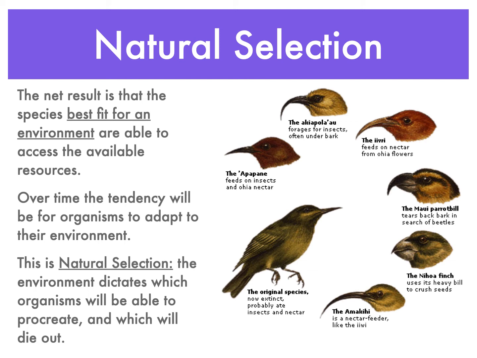This one that feeds on nectar, right? Look at the hook on its beak, okay? This one that probably ate insects and nectar, right? So they have slightly different beaks, a crushing beak for crushing seeds. Even though they're all closely related as birds, they've got very different beaks because their environments dictated it.